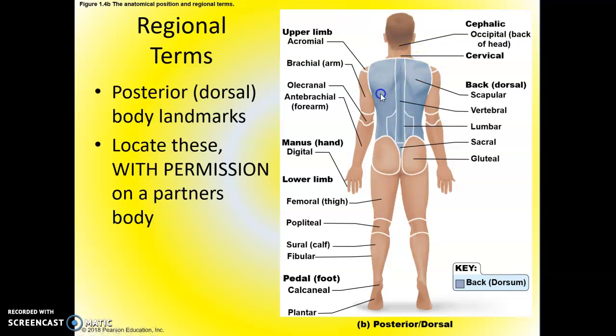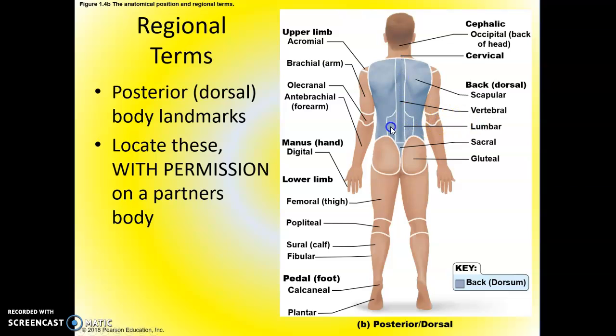Then we have the big broad part of our body, which is the back, the dorsum. Dorsal here. You have the scapular region, which is where your shoulder blades are found. The vertebral region, which is where your vertebrae are. Your spine goes up and down this.